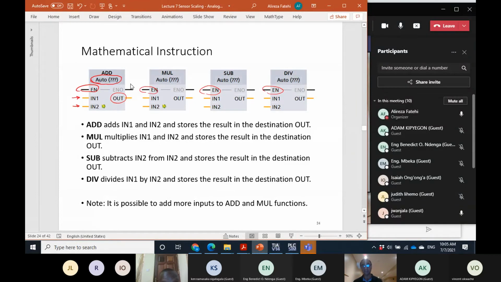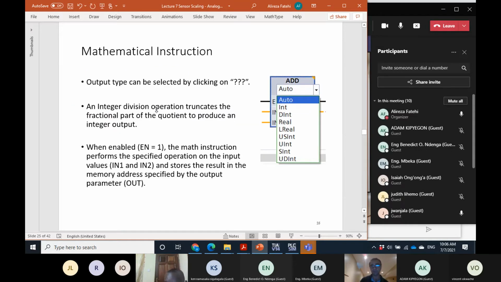For the addition and multiplication, you can have more than 2 inputs. You can click on this and have 3 numbers to be added, 4 numbers to be added, or 3, 4 or more numbers to be multiplied. But for the subtraction and division, there are just 2, because it's confusing which one is going to be subtracted from which one. So for subtraction and division we have just 2 inputs, but for addition and multiplication, it's possible to add more.